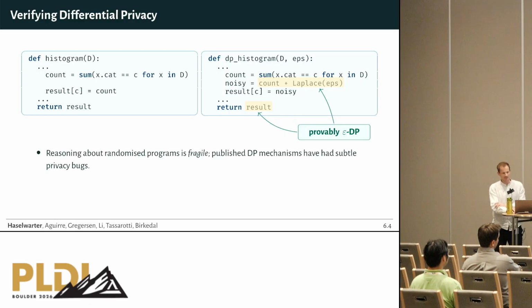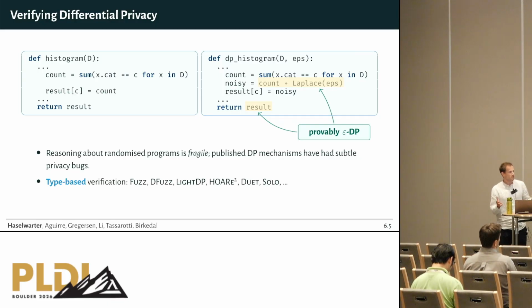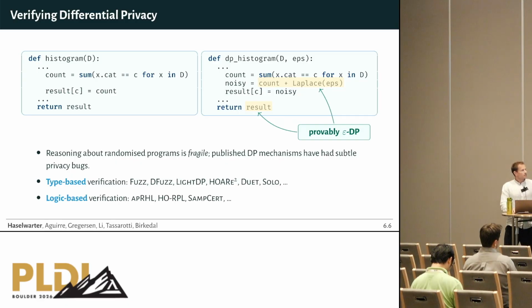It turns out that reasoning about these randomized programs is very error-prone. And in fact, a lot of the literature contains mistakes about mechanisms that people thought they had proven to be private on paper. And there's a lot of implementation bugs as well. And of course, our community has been working on this problem for a while, and there are some type-based approaches that offer high degrees of automation to mitigate this kind of mistakes. There are also some program logic-based approaches.